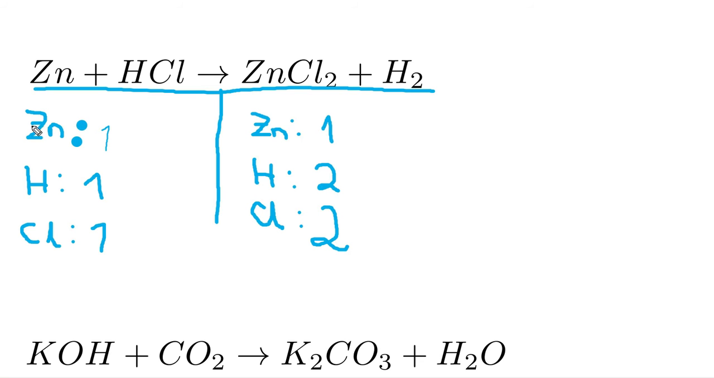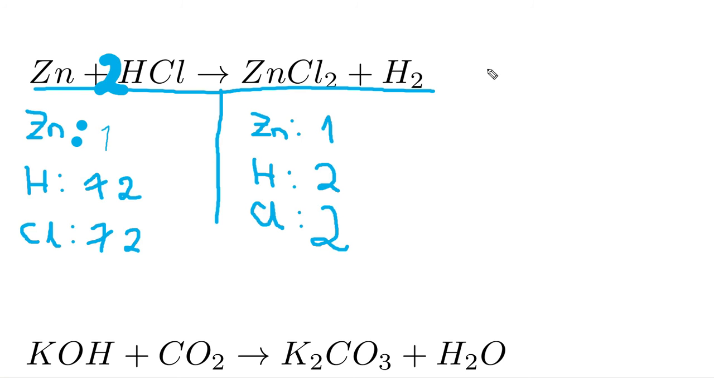So the zincs are okay, we don't need to do anything, so we leave it for the time being. Now let's look at the hydrogen. We have 1 here, we have 2 here, so maybe it's good to put 2 here and see what will happen. So when we put 2 there, the hydrogen will change to 2, and the chlorine or chloride will change to 2. Oh, it's already balanced. We have 1, 1, 1, 1, 2, 2, 2, 2. So we've balanced the equation now.